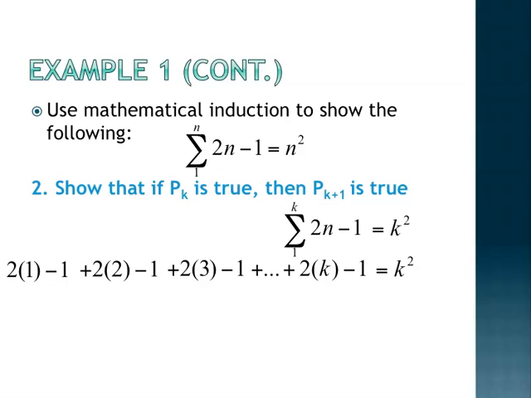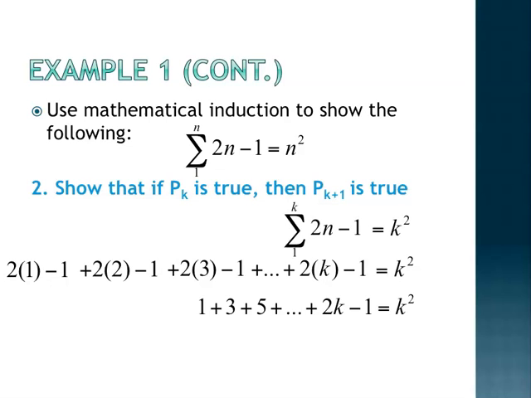Okay, let's simplify this left-hand side as much as we can. So 2 times 1 minus 1, that's 1. 2 times 2 minus 1, that's 3. 2 times 3 minus 1, that's 5, and so on. So we have 1 plus 3 plus 5 all the way up to 2k minus 1, and that's equal to k squared. Okay, so that's all you're doing up to this point. We haven't used P sub k plus 1 yet, but we're going to use this statement, which is P sub k. So P sub k being true means that this formula that we just wrote down is true.